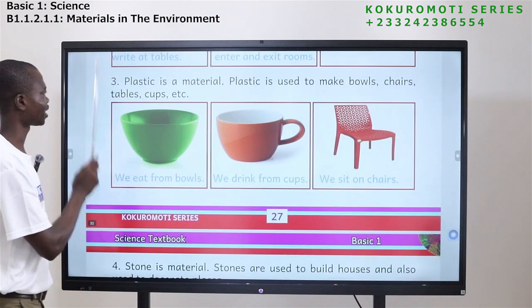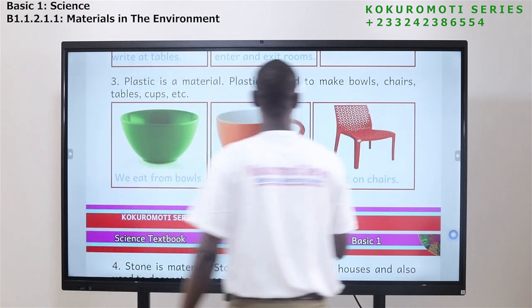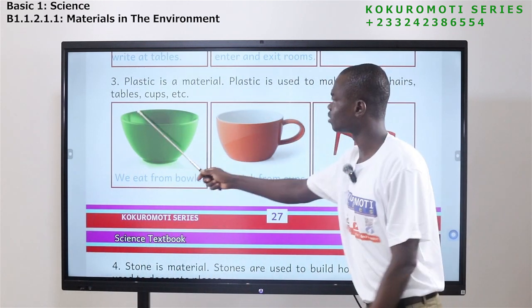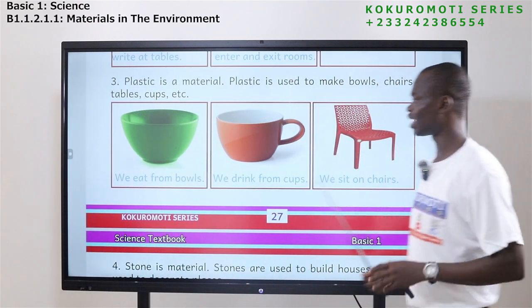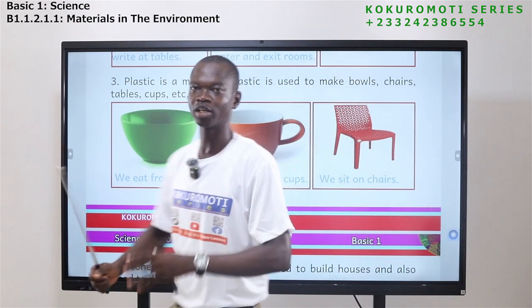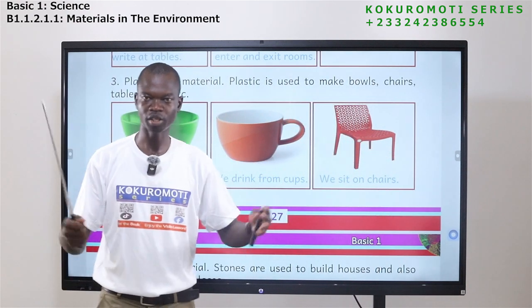The next one, plastic, is a material. Plastic is also used to make bowls, chairs, tables, cups, and the rest. So you should know that all the materials are used to make objects. All the materials are used to make objects.